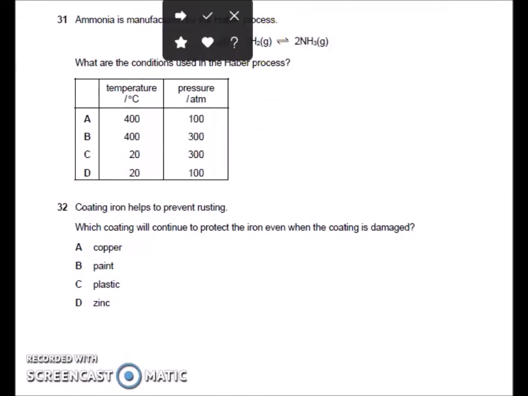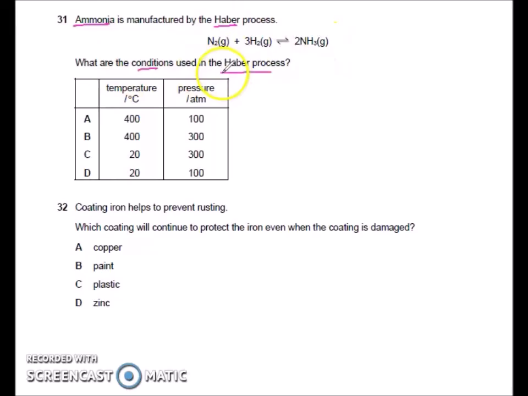So number 31 here, ammonia is manufactured by Haber process. Okay, what are the conditions used in a Haber process? So this one is more to memorizing. Okay, so your best answer here will be, this is too low. So it's either A or B, but the pressure should be higher. Alright, so pressure should be higher, more than 100. So your answer is B.